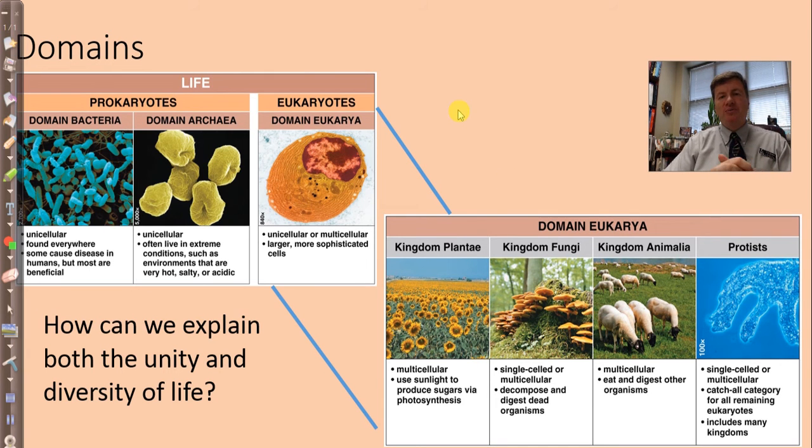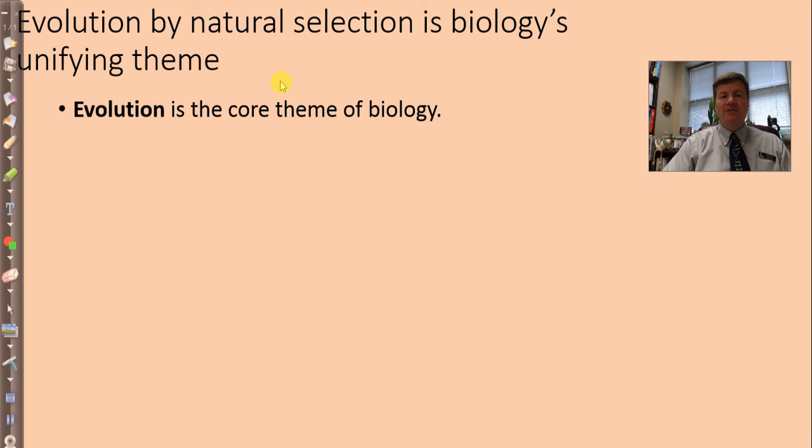But we're still stuck with the issue of where did all these things come from? We've classified all these millions of species, or at least the ones we know about, but how do we explain their origins? How can we explain both the connections between life as well as the differences between life? That takes us into a conversation about what evolution really is.